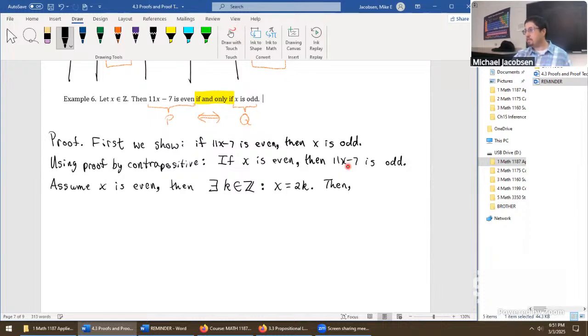Then 11x minus 7, this is the more major algebraic statement, so we're displaying it in the middle. 11x minus 7 becomes 11, substitute in 2k for x, minus 7, so now we've got 22k minus 7. We want to show that we have odd here. That means we want a plus 1 on the end, so let's go 22k minus 8 plus 1.